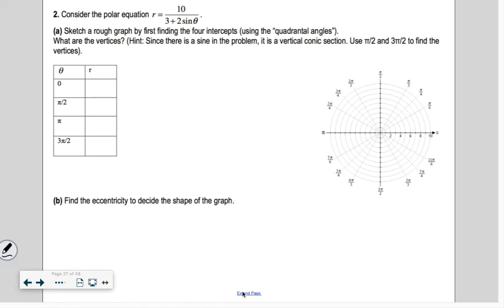So again, the way I'm going to have you guys start these is to use the 4 quadrantal angles. Those are the easy ones, right? So if I have 0, sine of 0 is 0. So what number do I get? 10/3. Do you guys see that? Try it along with me, Cade.